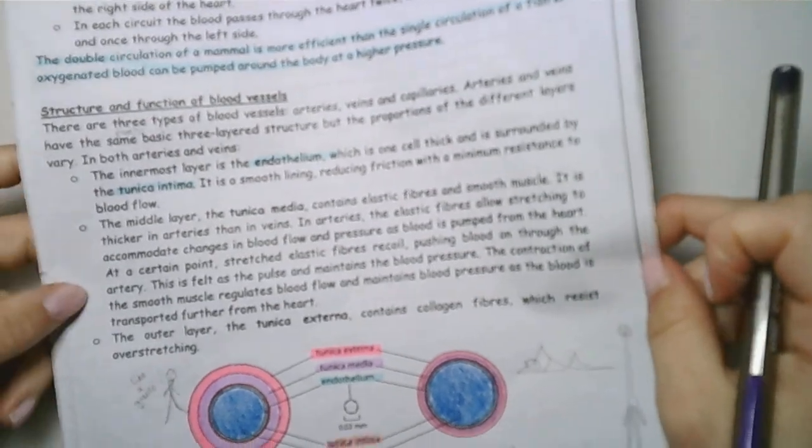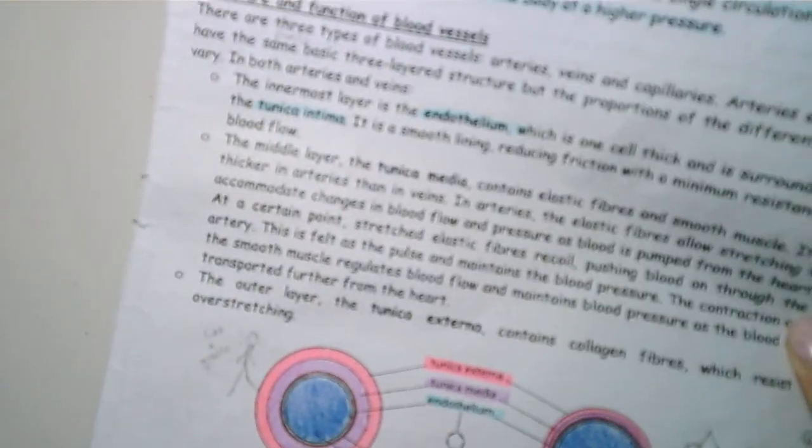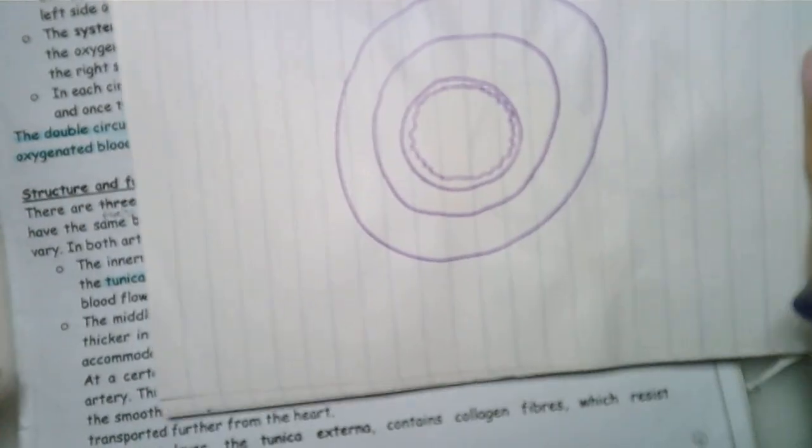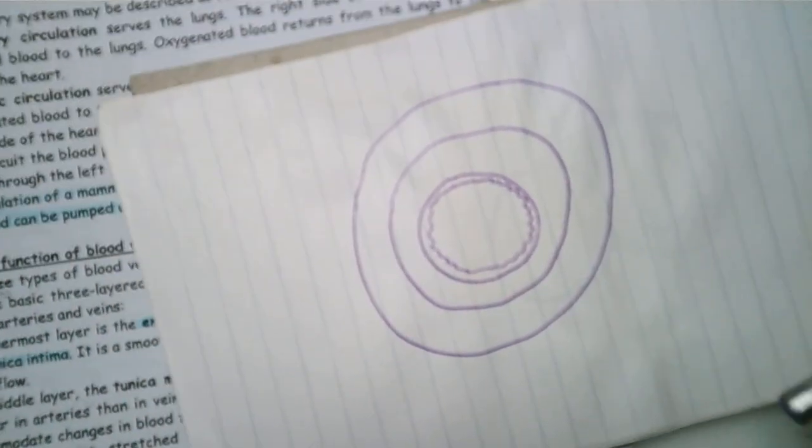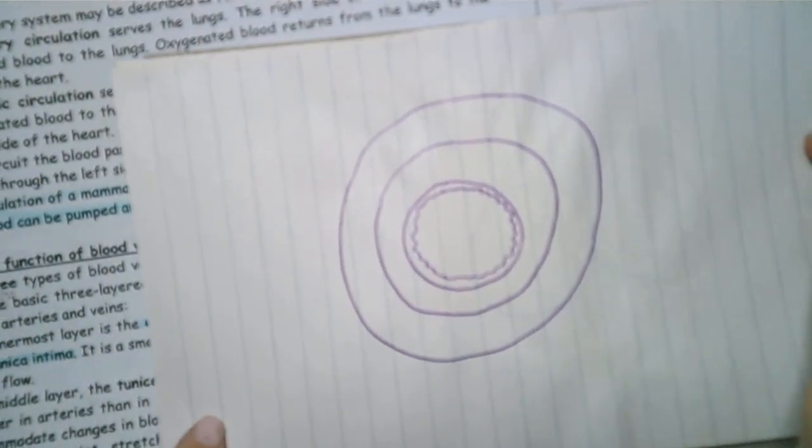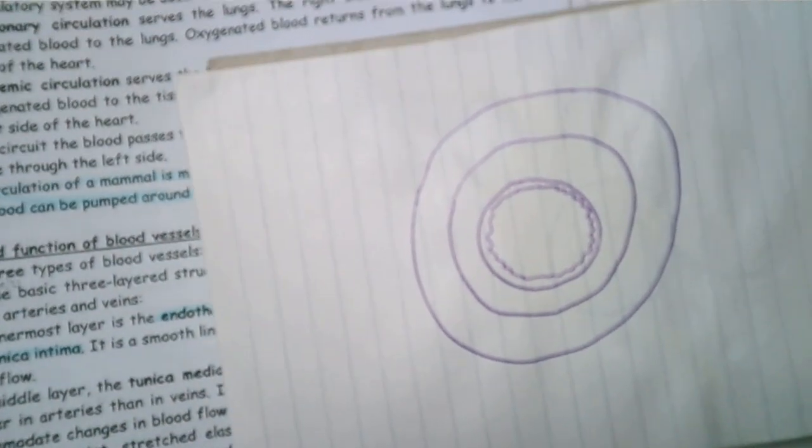So the innermost layer, the diagram in the book wasn't very easy to see on camera. Everything's very blurry on this camera. So I did a badly drawn one. Circle's not very good, it's more of an oval, but you know, oh well.